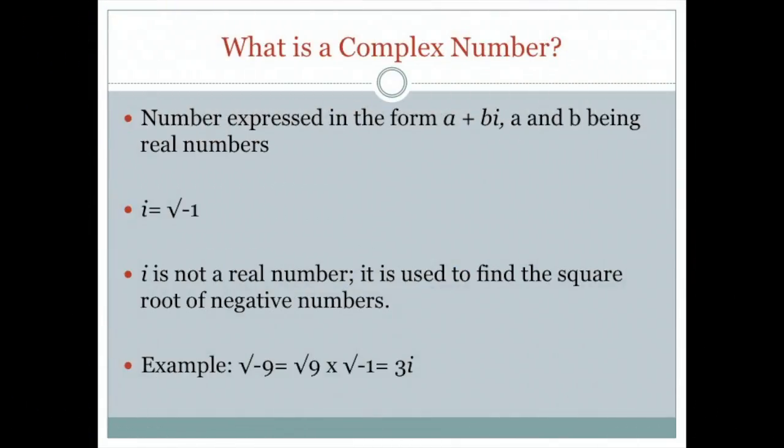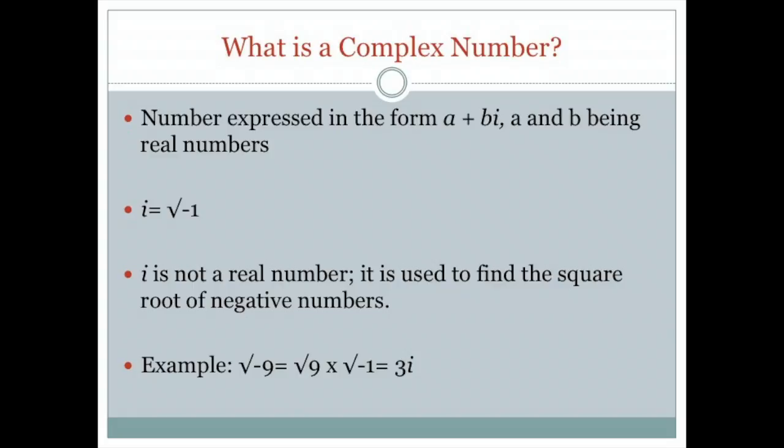So, right now you're probably asking yourself, what exactly is a complex number? Also known as an imaginary number, a complex number expresses a quantity in the form a plus bi. A and b are real numbers, while i is imaginary or complex.